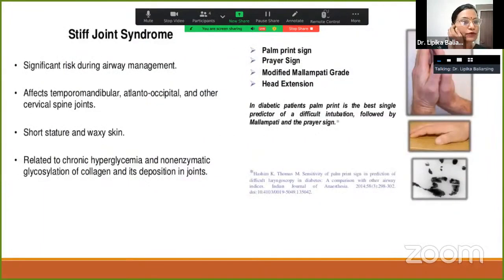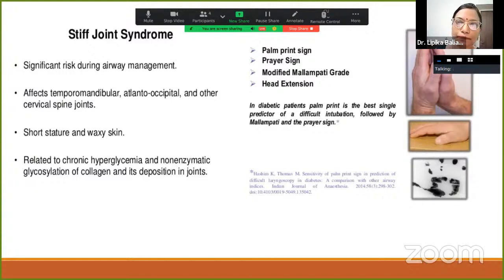Coming to the stiff joint syndrome, which is very important for us. This is a significant risk if the stiff joint syndrome is there. It is a very significant risk for airway management, as it is an indicator of anticipated difficult intubation as it affects the temporomandibular joint, atlanto-occipital joint, and other cervical spine joints. And they usually have short stature and waxy skin also. And these features are due to non-enzymatic glycosylation of collagen and the deposition in the joints, and it is related to chronic hyperglycemic state.